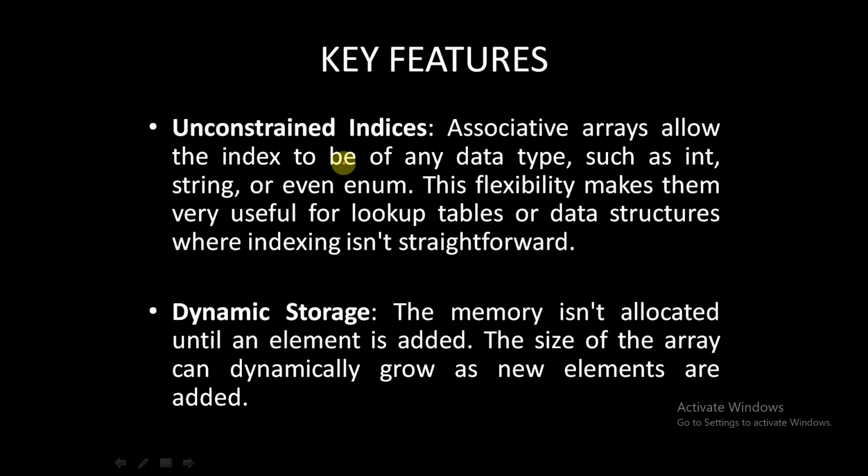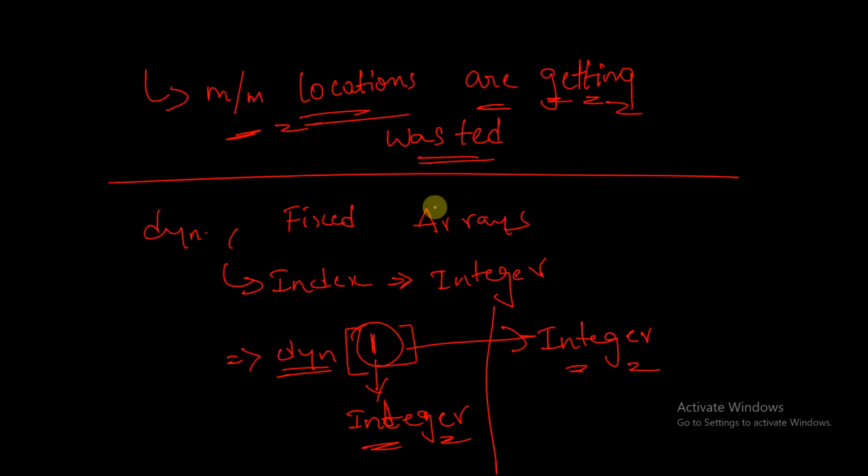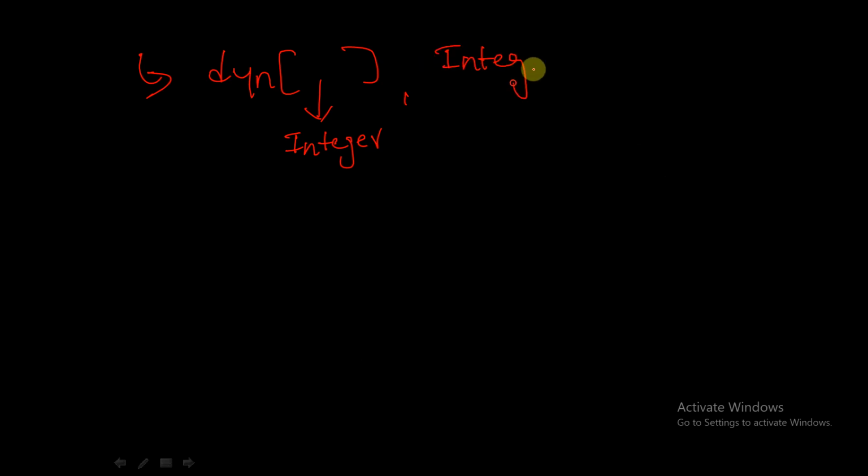So that is what is written in the definition. Associative arrays in SystemVerilog provide a way to store data where the index or the key doesn't need to be an integer, and doesn't need to be consecutive. This consecutive term we have discussed now. Coming to the index, in case of dynamic arrays, the index value should always be an integer. Or in case of fixed arrays, like unpacked and packed, there also the index should be an integer.